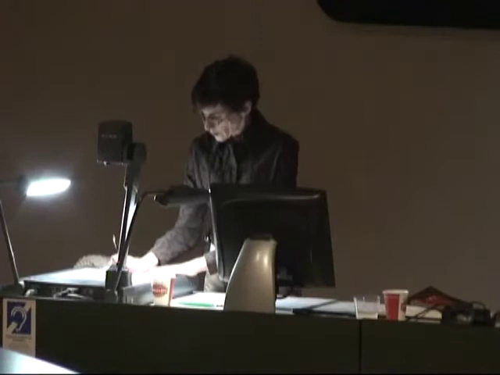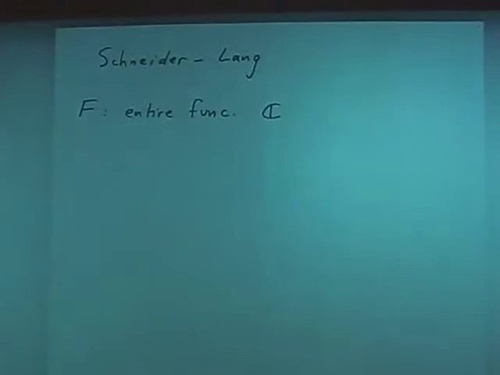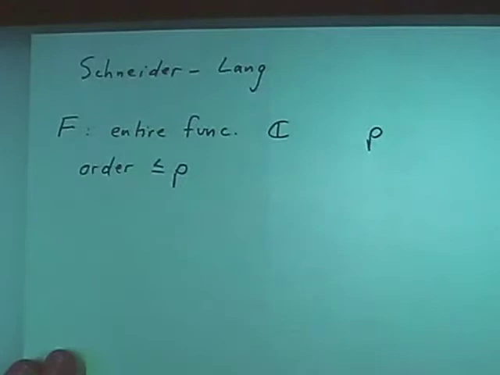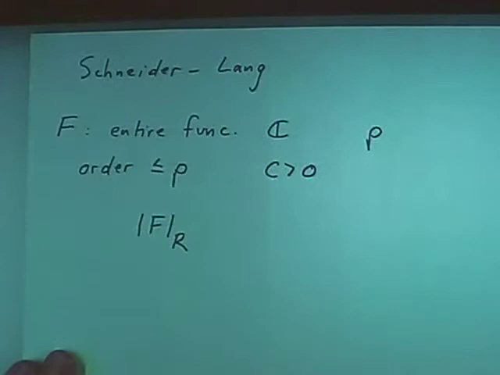So I first have to define a notion of the order of growth of an entire function. So if we have an entire function, or holomorphic function, so I'm just considering functions on the complex plane, and rho is a positive real number. Then f is said to be of order at most rho, so order less than or equal to rho, if there is a constant such that for all r sufficiently large, the maximum modulus of f on the disk of radius r is bounded above by this constant times r to the rho.